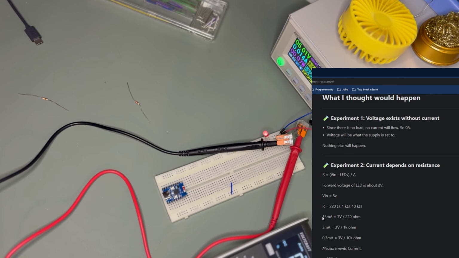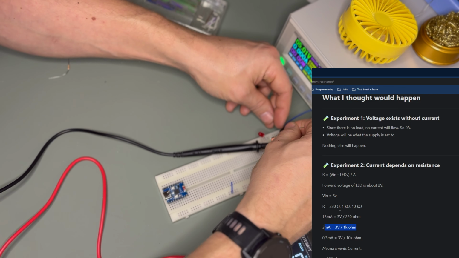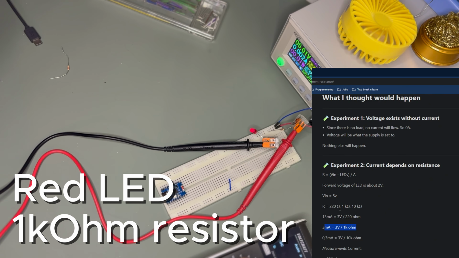To get the current, you take the remaining voltage divided by the resistance. First you have to take the supplied voltage minus the forward voltage, divided by the amount of current you expect to have. I did it the other way around. 0.3 milliamps for the 10K. I didn't measure anything. Let's do the 1K. 2 microamps, which is 3 milliamps.